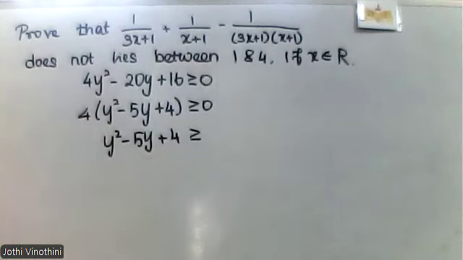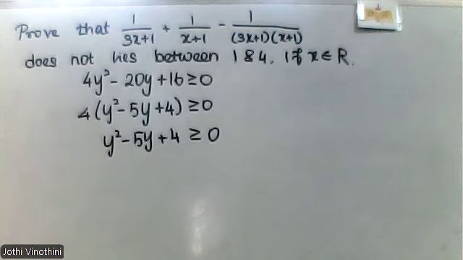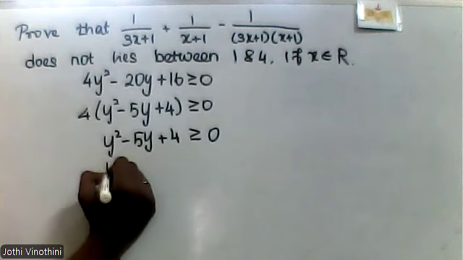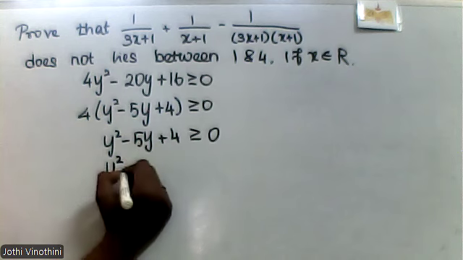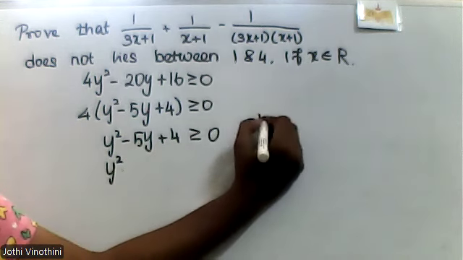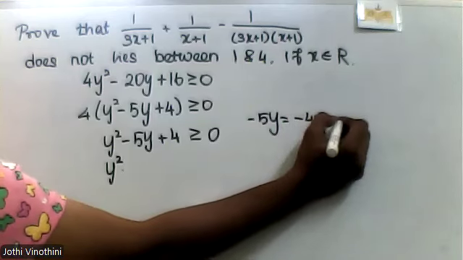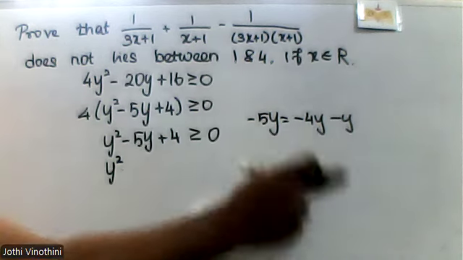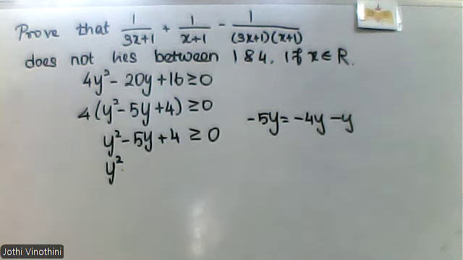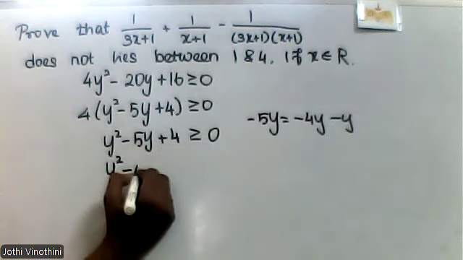So we can directly put 0 here. Right? Now what I am going to do is replace this 5y. So what we have is minus 5y. I am going to write minus 5y as minus 4y minus y. What is minus 4y minus y? It is minus 5y. So for simplification purpose, I am writing like this.